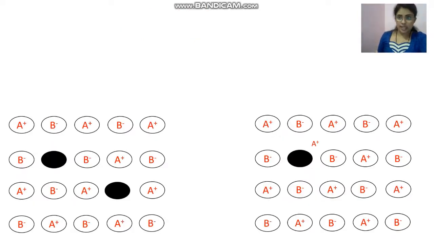This is the first type of classification we have: stoichiometric defects. In stoichiometric defects, the one that we have here is a Schottky defect, and the one that we have on the right is a Frenkel defect. These are the two defects. Let us look at what these two defects are.